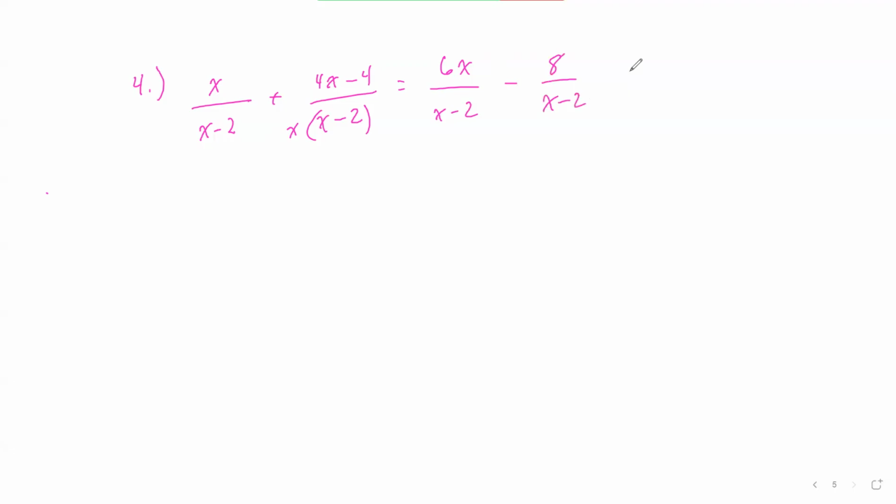Let's look at a more complicated question now. What we've seen so far are what we like to call proportion questions, which you simply cross multiply and then solve. They get way more complicated, so let's look at ones that are. So we have x over x minus 2 plus 4x minus 4 over x minus 2. Oh, sorry. x times x minus 2 equals 6x over x minus 2 minus 8 over x minus 2.